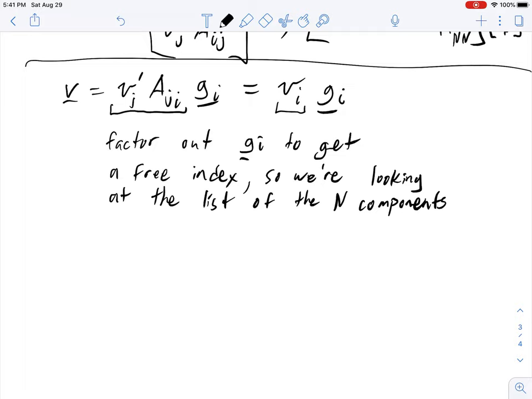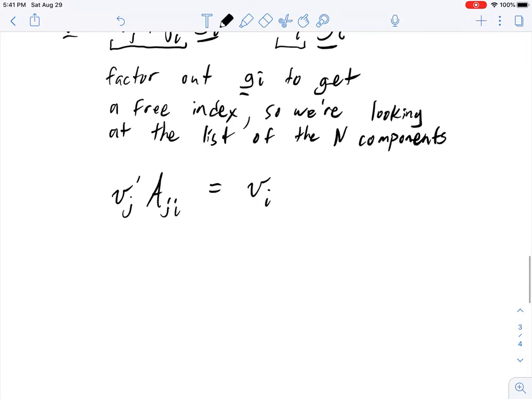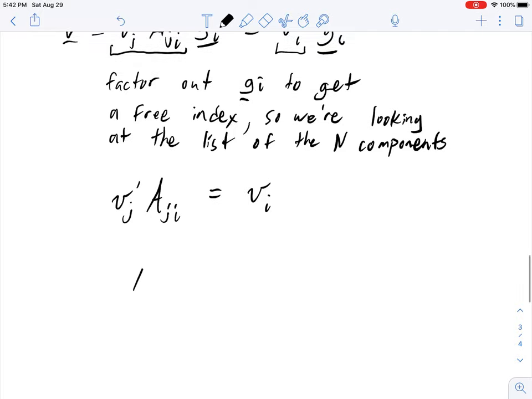All right, so we have VJ prime A J I is equal to VI. So if we think of the transpose of a matrix, where we're talking about the matrix transpose, well, A transpose, the IJ component of it, is equal to A JI, right? You're just switching the order of the two things.